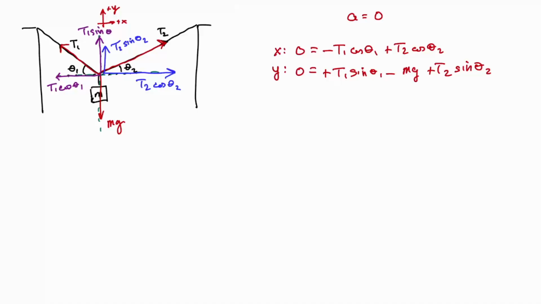All right, fine, I'll do the math. You didn't ask for it, but you're going to get it anyway. T1 cosine theta 1 equals T2 cosine theta 2. What did I do right there?